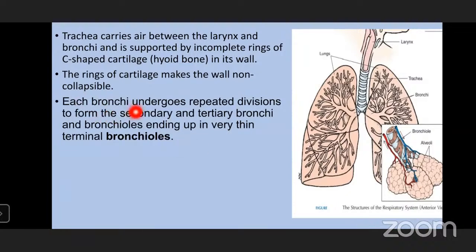Each bronchi. So after the trachea, the next one is bronchi. Each bronchi undergoes repeated division. Here you can see now this bronchi is undergoing many divisions, right? To produce primary, secondary, tertiary, terminal. These bronchi finally are entering into the alveolar sac. So each bronchi will undergo repeated divisions to form the secondary.